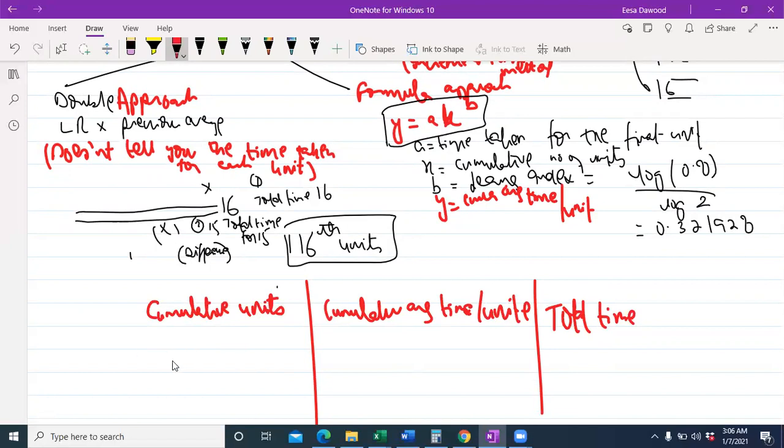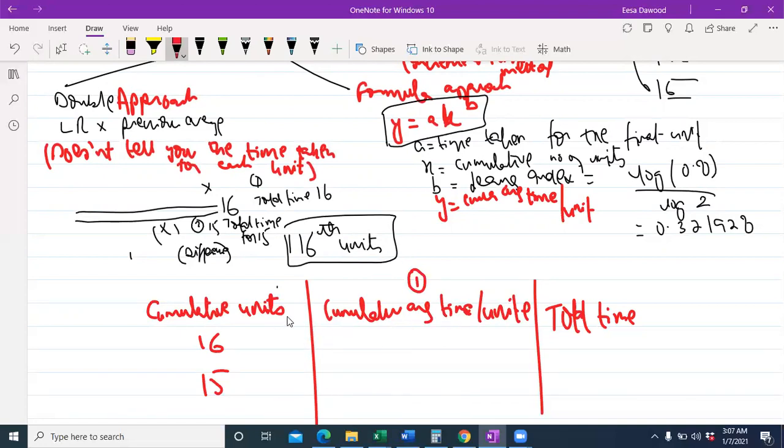So as I said, first of all, the cumulative number of units would be 16, and then it would be 15. In order to get the total time for 16 units and the total time for 15 units, what I need first is the cumulative average time per unit for 16 units and the cumulative average time per unit for 15 units.